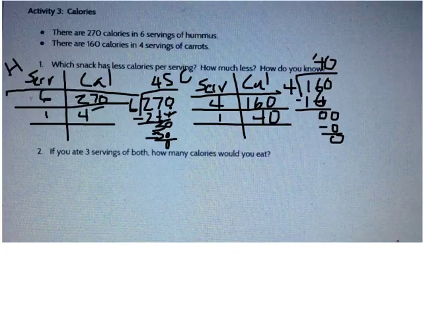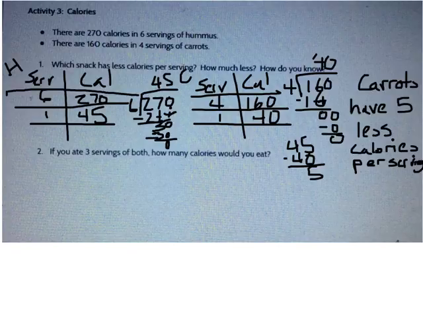There are 45 calories per serving of hummus and 40 calories per serving of carrots. Now answer the question, which snack has less calories per serving? How much less, and how do you know? Go ahead and answer that question now. 45 minus 40 is 5. So carrots have 5 less calories per serving.